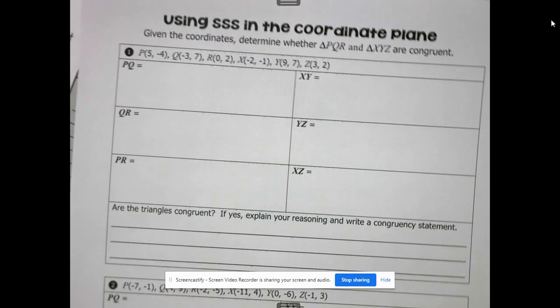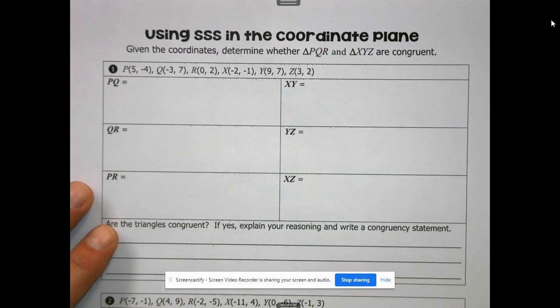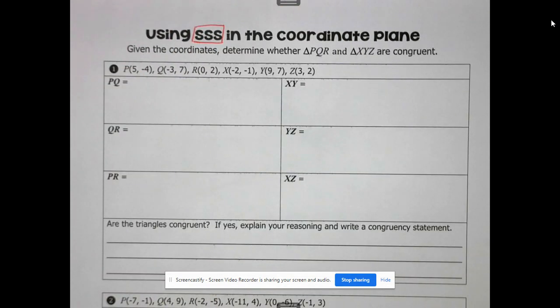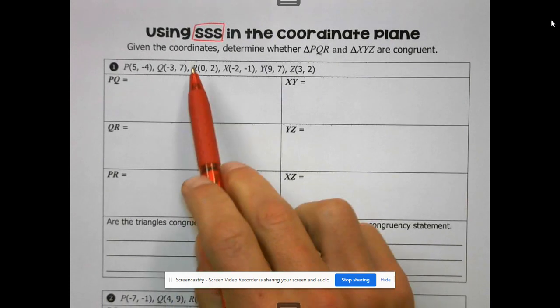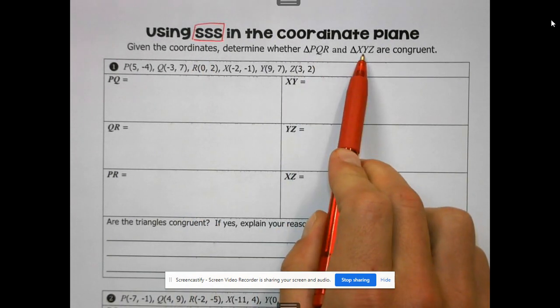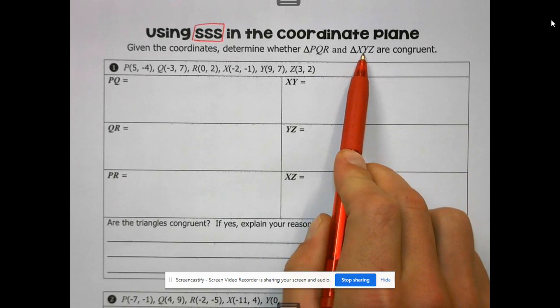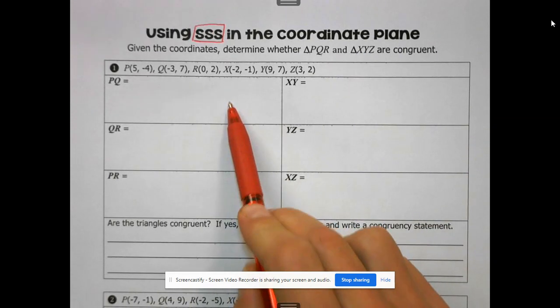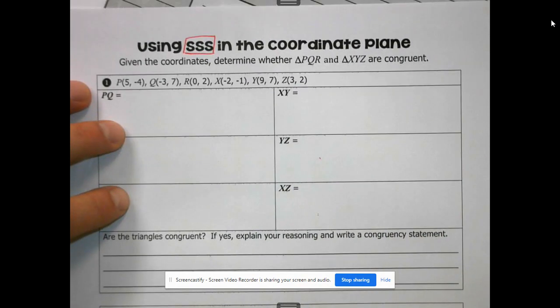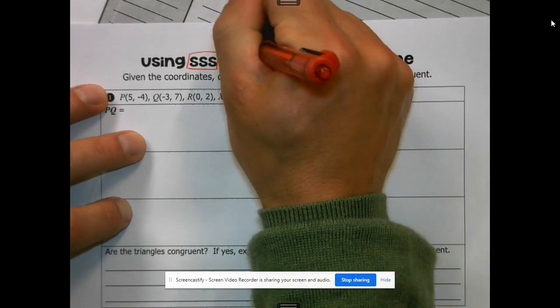Take a look at the last page now in your notes. It says using side, side, side in the coordinate plane. So given the coordinates, determine whether triangle PQR and XYZ are congruent. Basically what they want you guys to do is you got to do the distance formula 6 times for the distance in between each of the sides. If you forgot the formula, I'll put it on top of your paper for you.